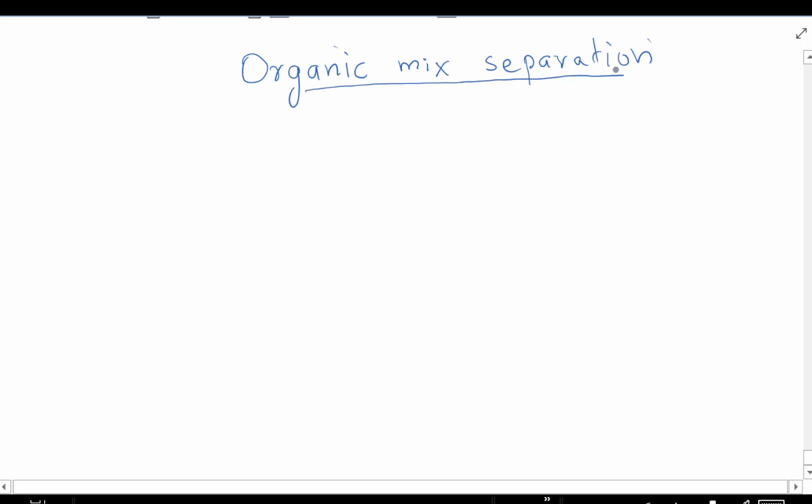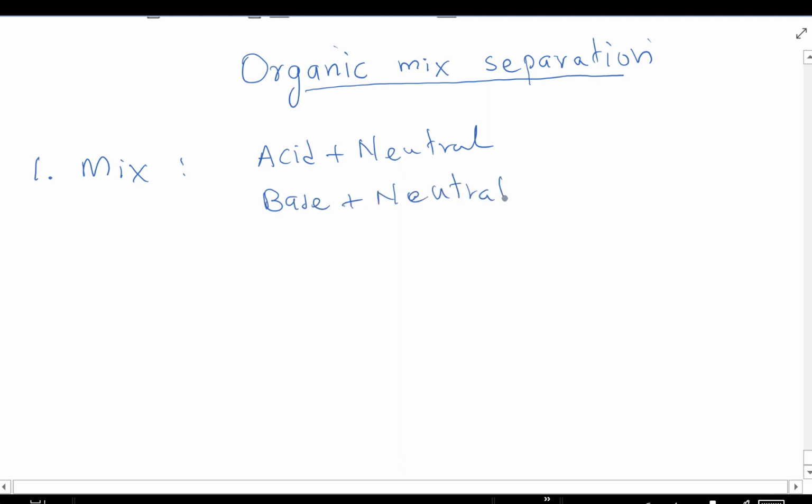Hello, let's look at how to do an organic mixture separation in the laboratory. In this video, I'll give you a flowchart, some terminology explanation, and some apparatus and how to use it. The mixtures are acids and neutrals, or bases and neutral compounds. So A and B: N for neutral, A for acid, B for base, right? Let's look at two types.